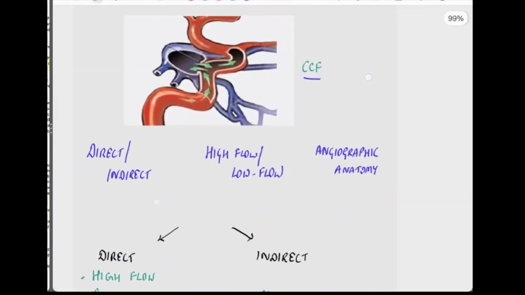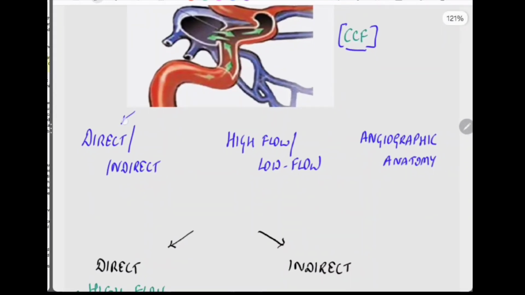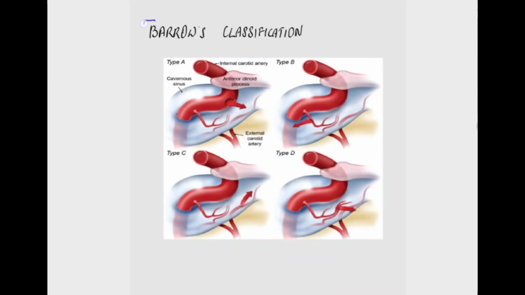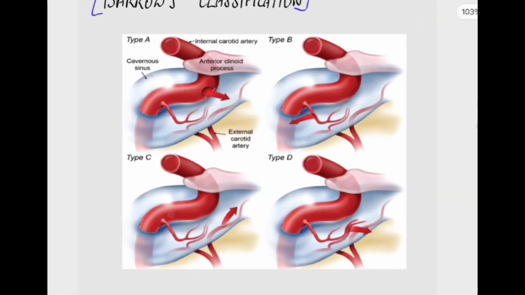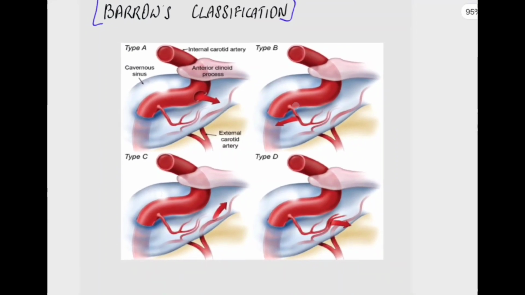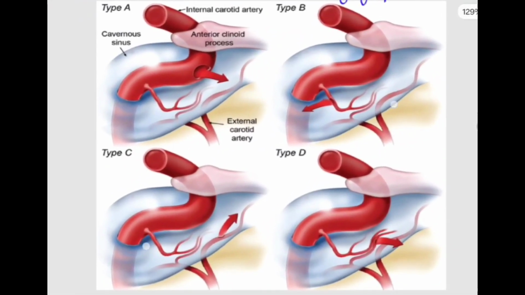Carotid cavernous fistulas can be categorized according to pathogenesis as direct or indirect, and based on hemodynamic profile, high flow or low flow, and based on angiographic anatomy. Barrow's classification scheme based on angiographic anatomy is most widely used as each type has a characteristic vascular supply which determines the therapeutic approach and also predicts the outcome.